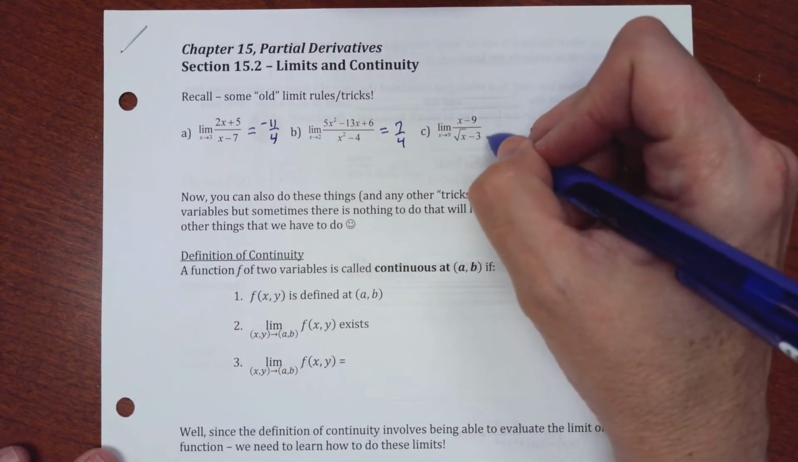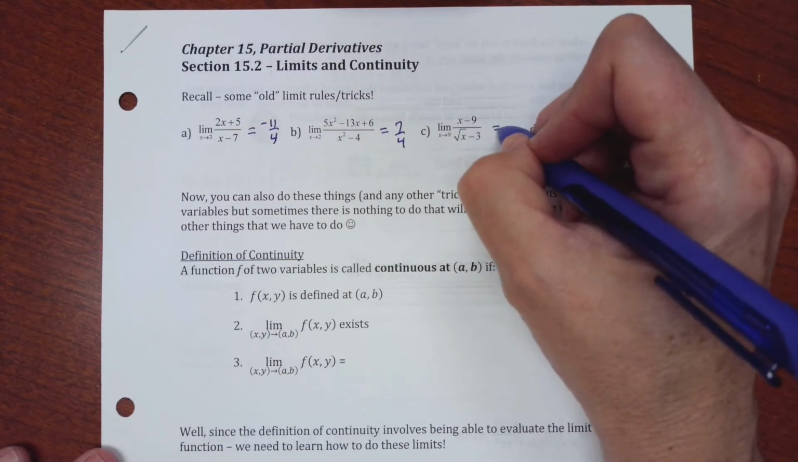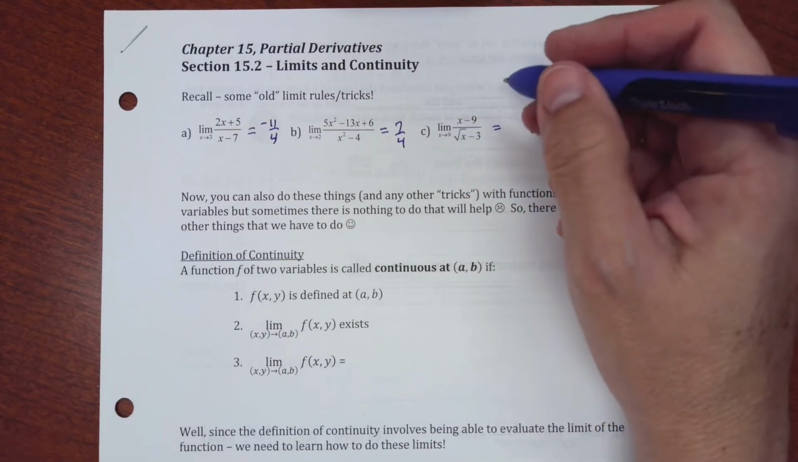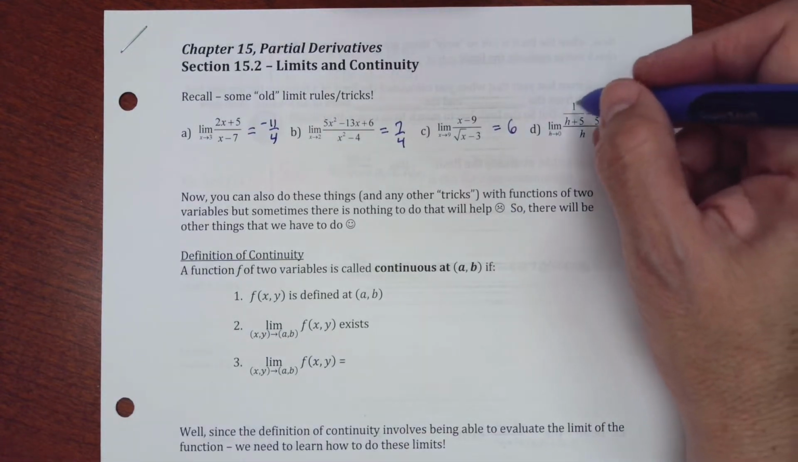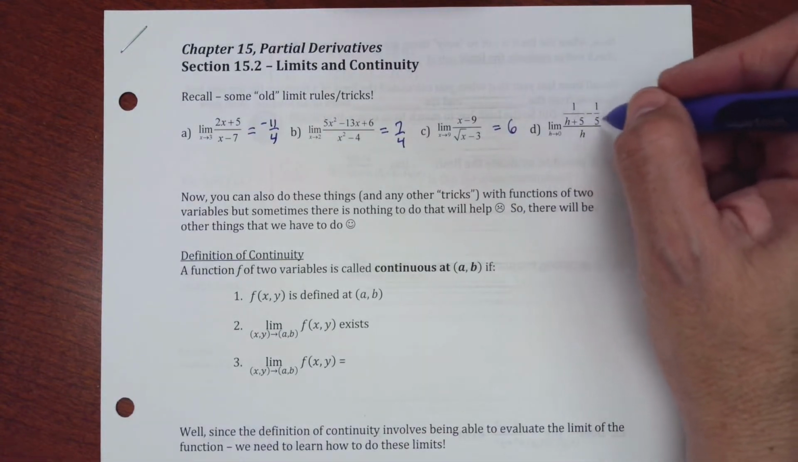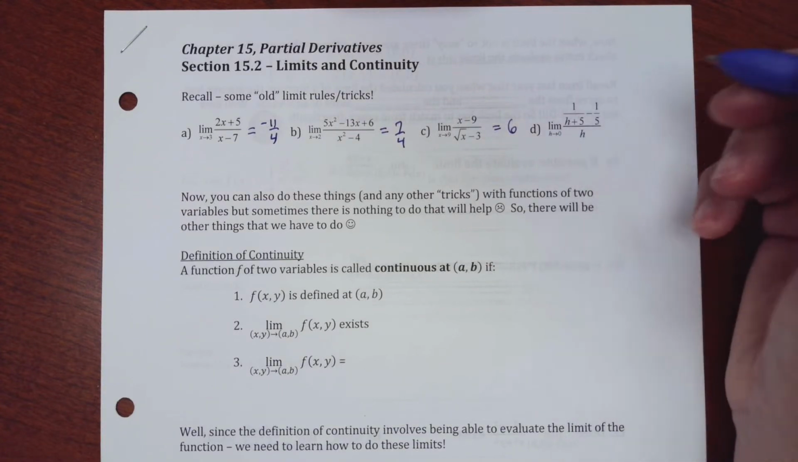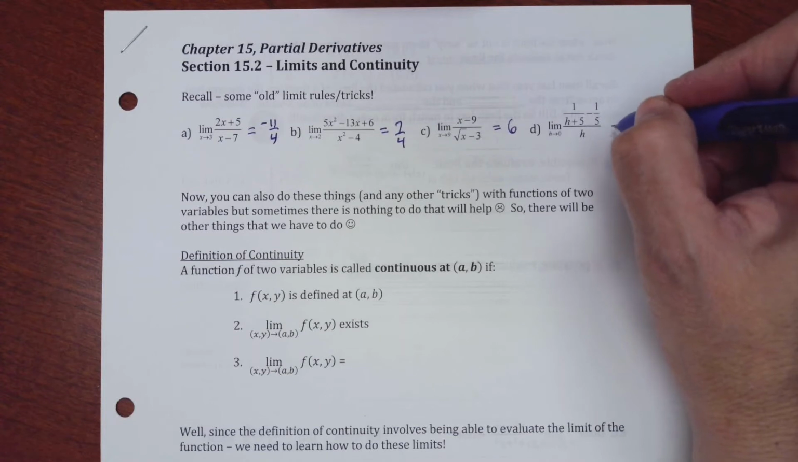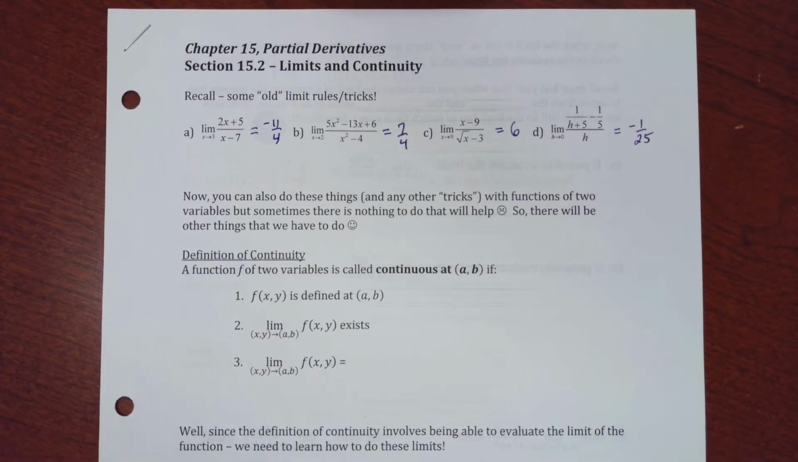Here we multiplied by the conjugate, so radical x plus 3 and radical x plus 3. But in the end, the x minus 9 canceled with the bottom x minus 9, and we got a final answer of 6. Here we did some algebra, and we got the top to have a common denominator, so it allowed the h to cancel right here, and so what ended up happening is we got -1/25. So you can go back and check the class video, the Zoom video, if you need that.